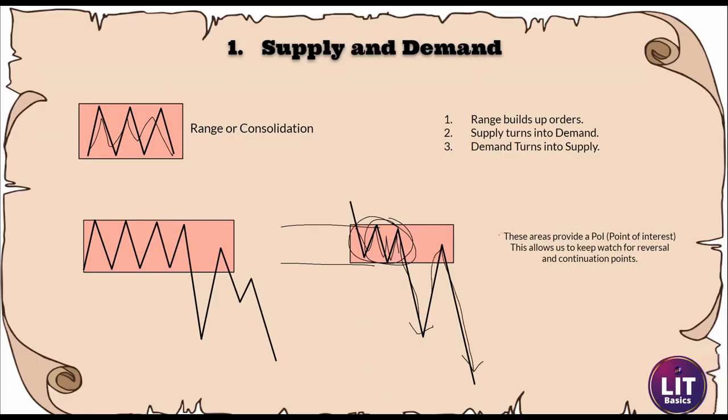These areas obviously provide us with a POI, or a point of interest. This allows us to keep watch for reversal and continuation points. Obviously, we do not use this on its own. We have to combine this with lots of other things, but let's jump into a couple examples of that.